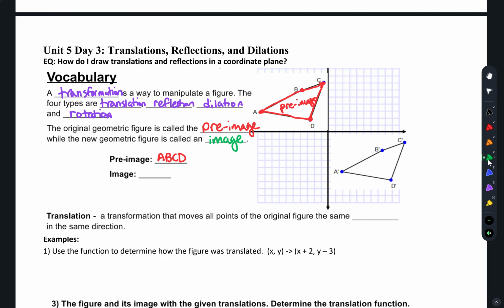Now, after my transformation occurs and we've moved down and to the right, you'll notice that the vertices of my image are labeled almost the same way, except with some apostrophes. Now, we read those as primes. So this vertex here would be called A prime. The entire image would be referred to as A prime, B prime, C prime, D prime.